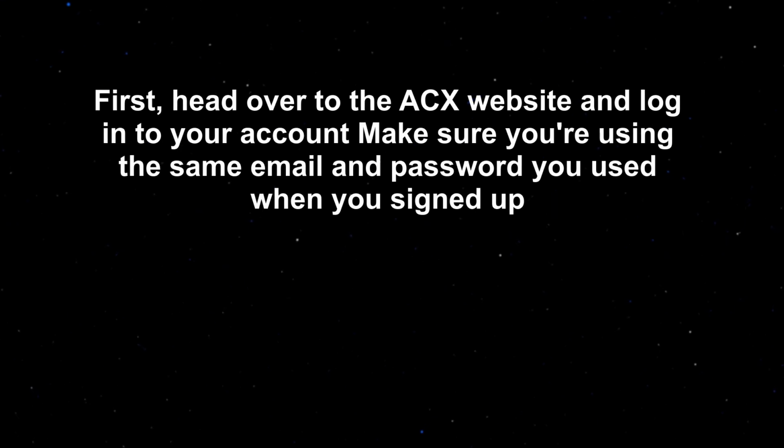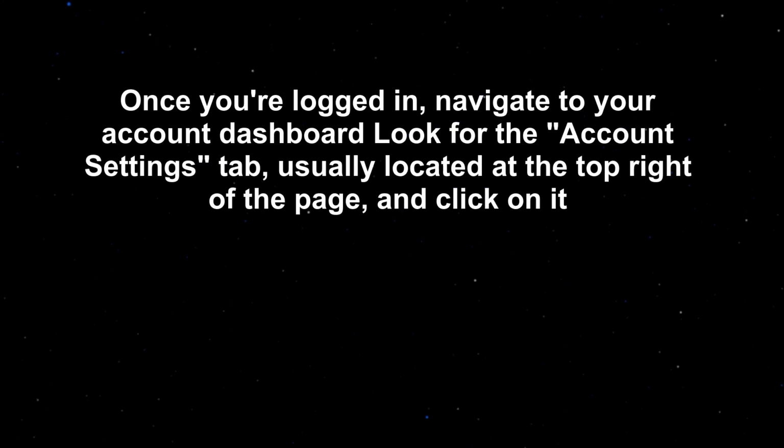First, head over to the ACX website and log into your account. Make sure you're using the same email and password you used when you signed up. Once you're logged in, navigate to your account dashboard. Look for the Account Settings tab, usually located at the top right of the page, and click on it.